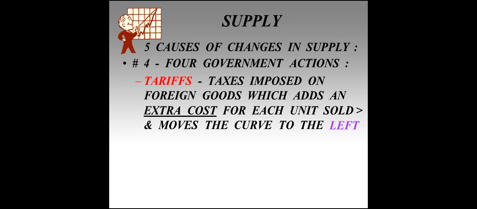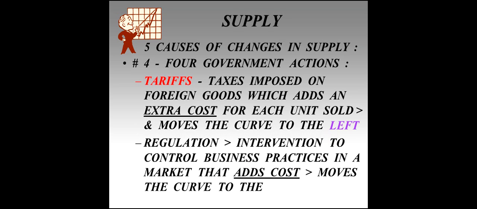The fifth government action that can have an impact on supply is the imposition of regulations. What regulations are: the intervention to control some sort of business practice in an industry or a market, which winds up adding cost to run the business. And with an increase in cost, again, the producers can't produce as much profitably. It moves the curve to the left.